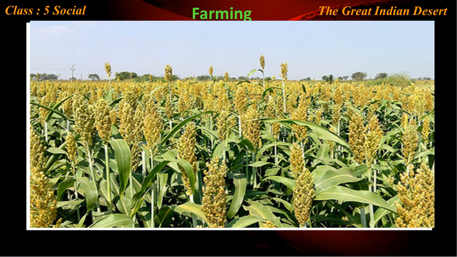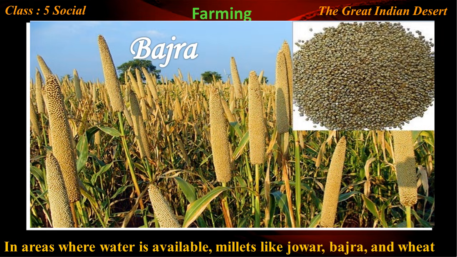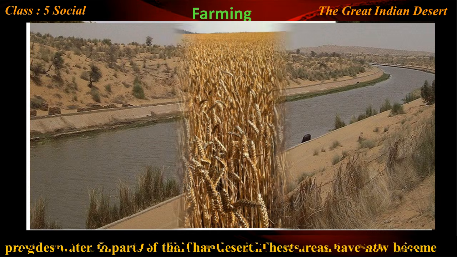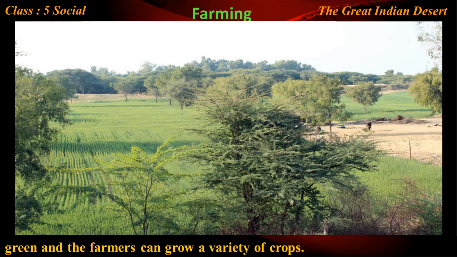Farming. In areas where water is available, millets like jowar, bajra, and wheat are grown. The Indira Gandhi Canal, which starts from the Satluj River, provides water to parts of the Thar Desert. These areas have now become green and the farmers can grow a variety of crops.